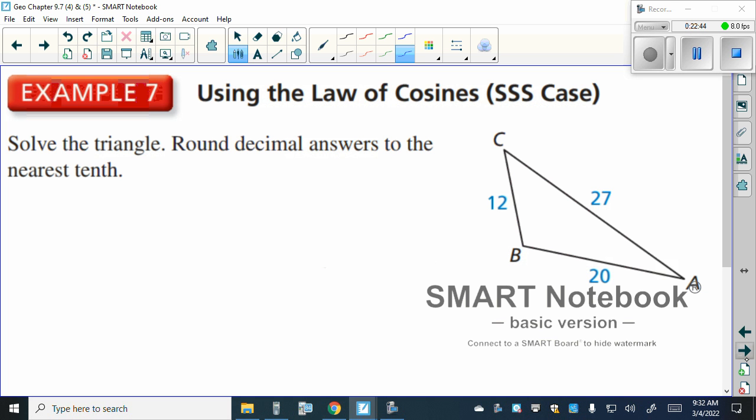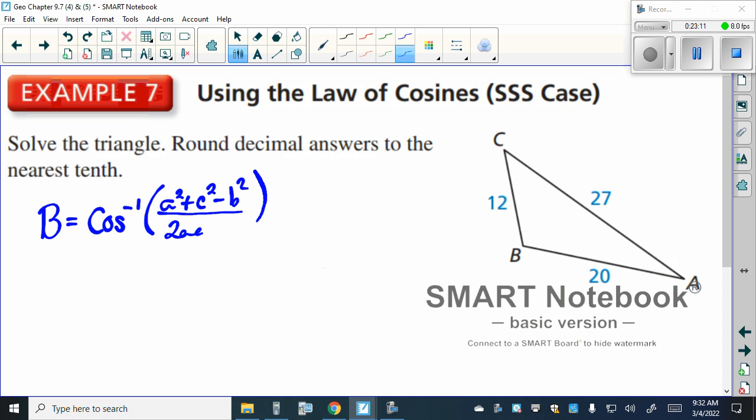So we're given all three sides. I don't need to find another side. I just need to find an angle. Do we want to find A, B, or C first? So we can do B and C because we'll need to find two. Now, B is going to be equal to cosine inverse of our A squared plus C squared minus B squared over 2AC. And angle C is going to be our cosine inverse of A squared plus B squared minus C squared over 2AB.